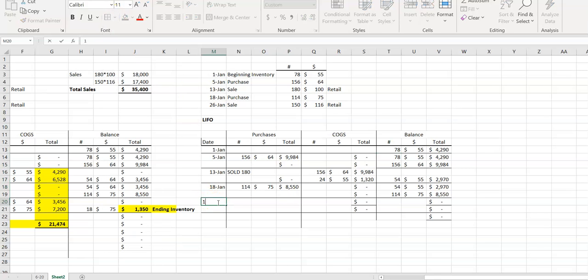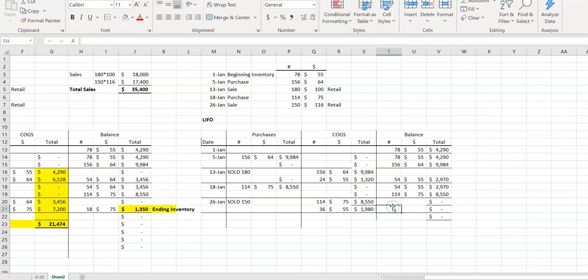All right, then on the 26th, I sold 150. All right, so I'm going to do the 114 first because it's last in, first out. So the 114 is going to go first at 75. And then I need 150 minus the 114 I already have. I need 36 more. They're going to come out of 54 at $55.